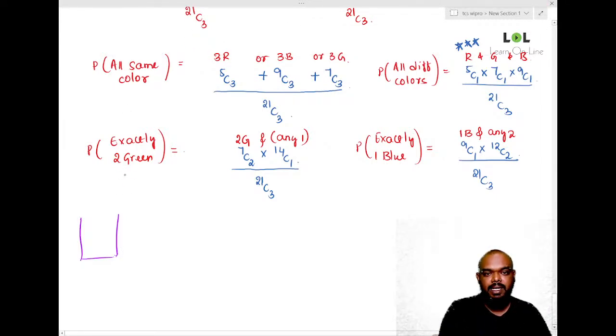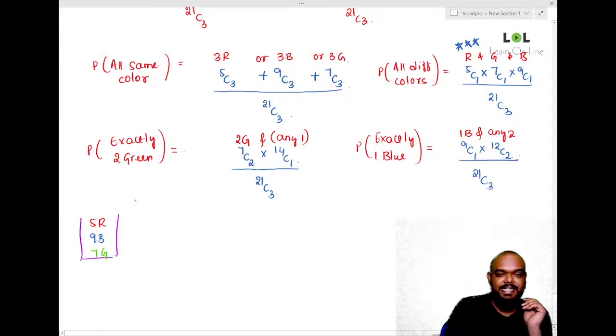We had how many red? 5 red. And we had blue. How many blue? 9 blue. And we had how many green in the pot? 7 green. Okay, same question.